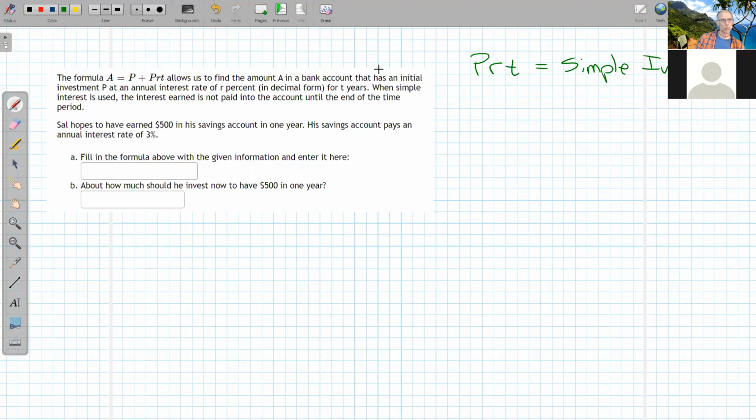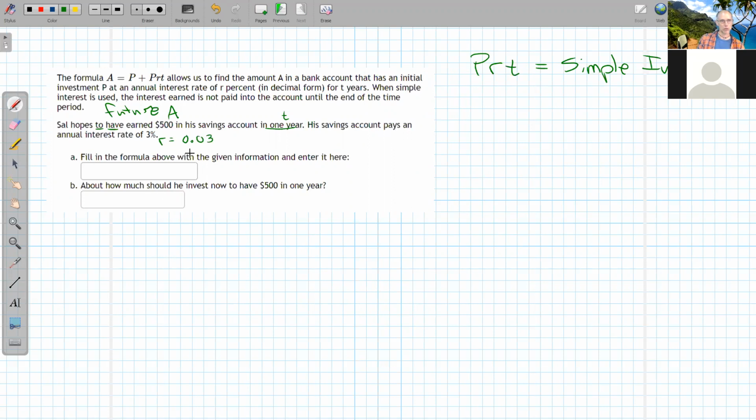So we're going to use this formula right here to look at a savings account over time. Sal hopes to have earned $500. Oh, to have, that's future. So right away I'm looking at this and thinking, oh, that 500 is the A, not the P. So he hopes to have that in his savings account in 1 year. Okay, so they're giving me something about T here, and I have an annual interest rate R of 3%. So as a decimal, 3/100.